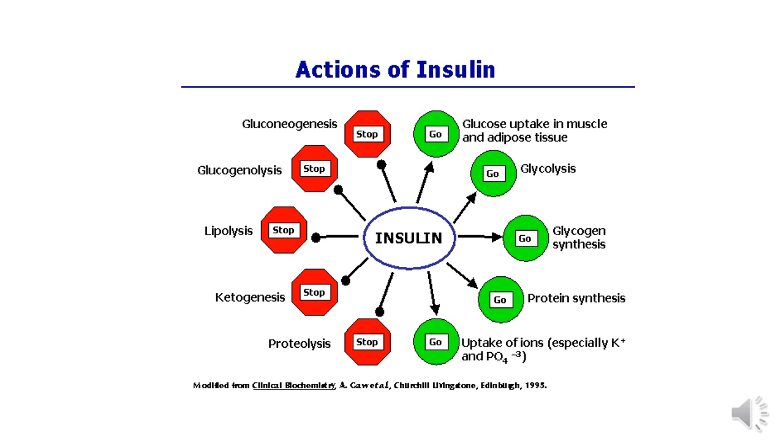Insulin's effects on carbohydrate metabolism. Insulin enhances uptake of glucose in the skeletal muscle and adipose tissue. Insulin enhances the utilization of glucose. Insulin enhances glycogen synthesis. Insulin interferes with glycogenolysis. Insulin inhibits gluconeogenesis.